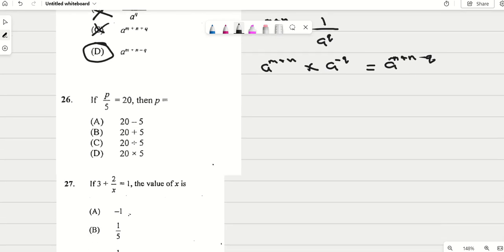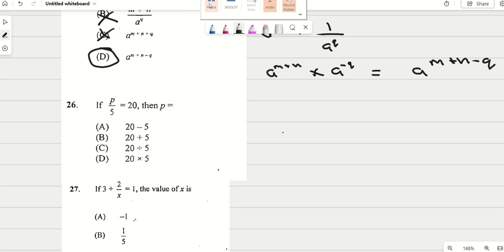This one, P. So for number 26, P would be, if you carry across, divide by 5 over the equal sign, it will be 20. The opposite of divide is multiply by 5. So the answer is D.